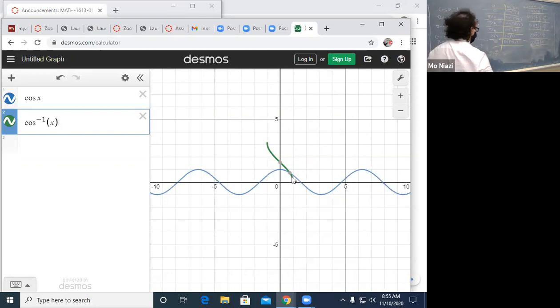Pi over 2 to pi over 2. Yeah, we tried that and it was reproducing multiple inputs right here. Okay. So what we want to do is just try 0 to pi.